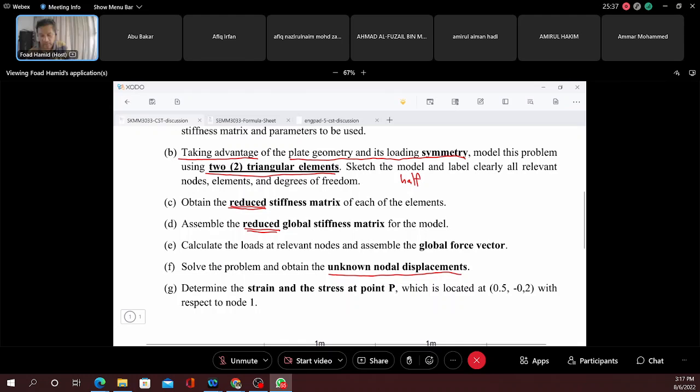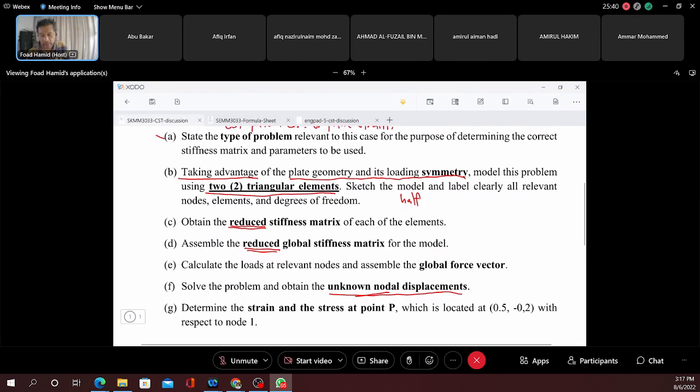So I think the first 6 steps, the first 6 questions, are basically helping you to set up your problem. So this is the idea. So this is test 2.